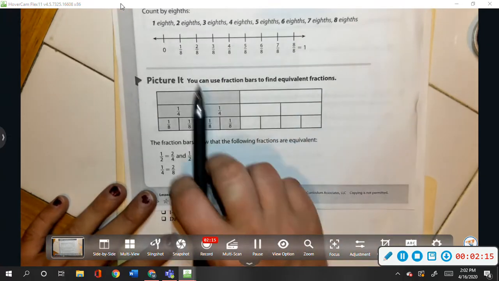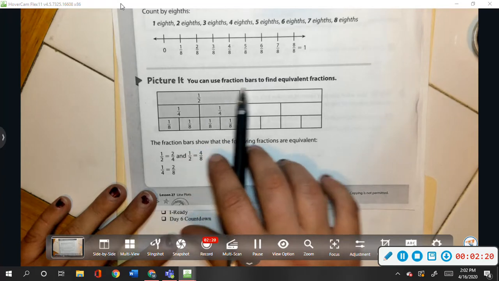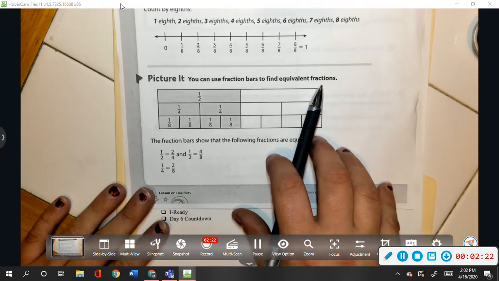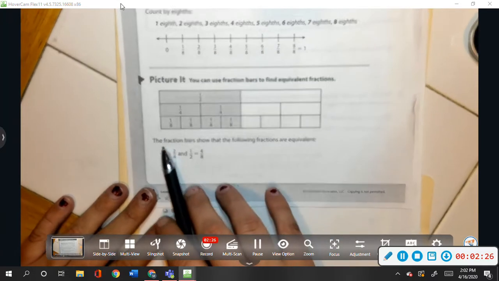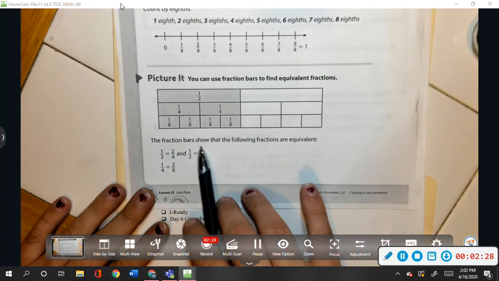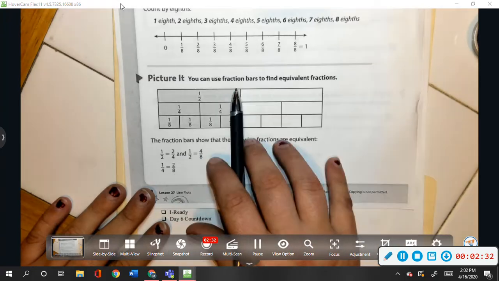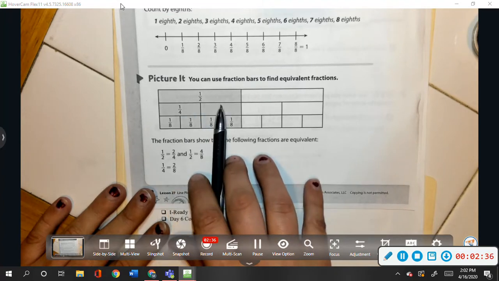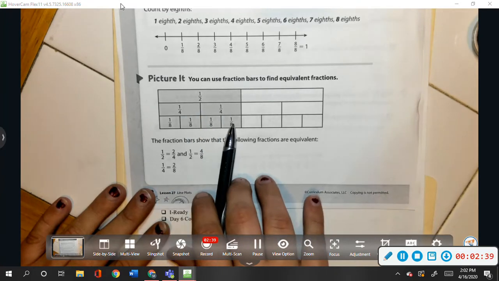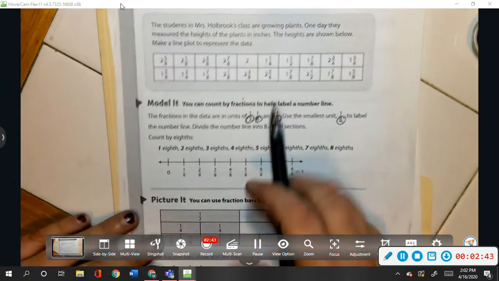They also give you this neat model of a fraction bar. It says you can use fraction bars to find equivalent fractions. We remember this back in our fractions unit back in January and February. It says the fraction bar shows that the following fractions are equivalent. A half is equal to 2/4. 2/4 is equivalent to 4/8. We need to know this because we're going to have to change some fractions around, right?